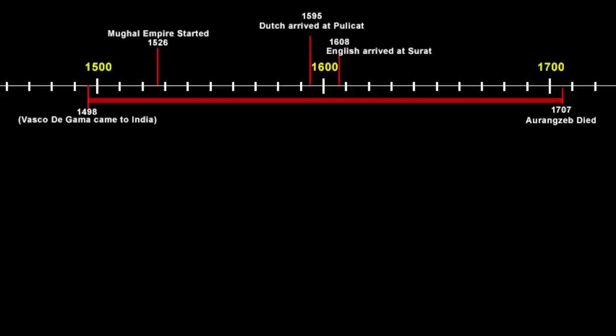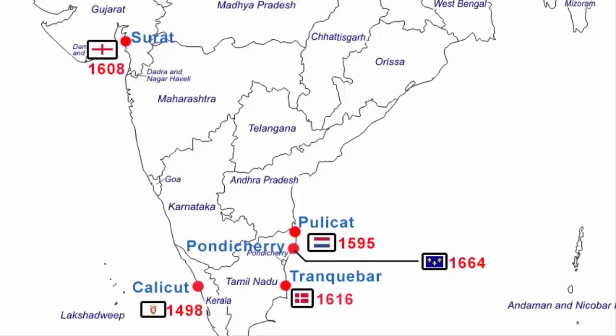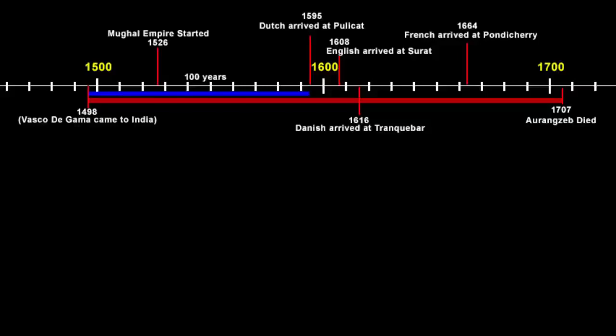Cool. Now that we have the dates on the timeline, let's understand how the British arrived in India, because that's what we are interested in. So you see, everyone arrived at different locations. Since Portuguese came to India almost 100 years before any of the European traders, they had more number of trading posts compared to other European traders. Let's understand how the British arrived in India, because that's what we are interested in.